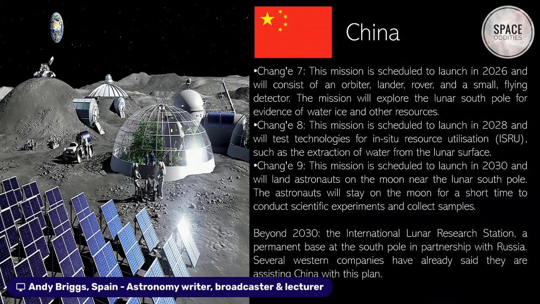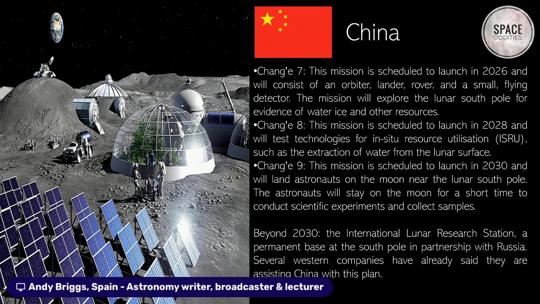China has got the Chang'e 7 mission scheduled to launch in 2026, consisting of an orbiter, lander, and rover, and a small flying detector. Not quite sure what it's going to be detecting, but I suspect it's ice. And again, it's exploring the lunar South Pole for evidence of water, ice, and other resources.